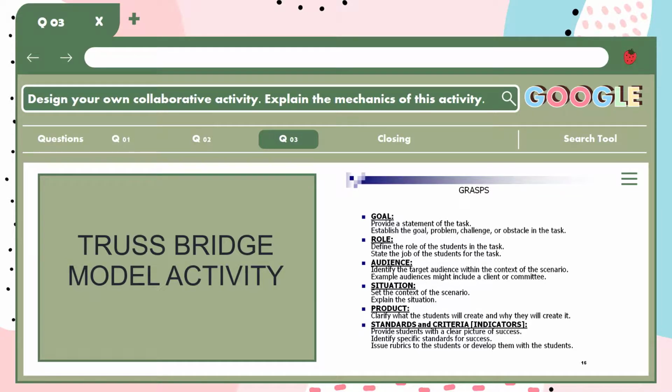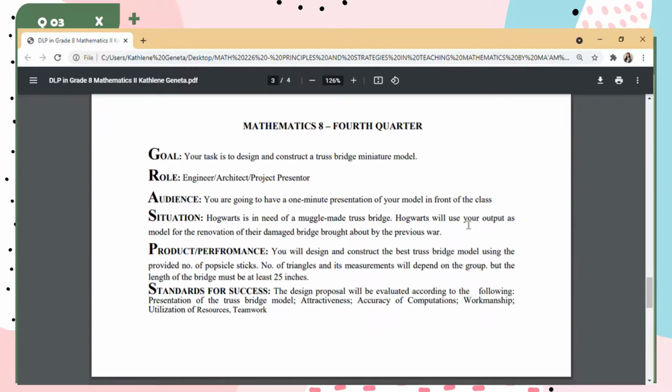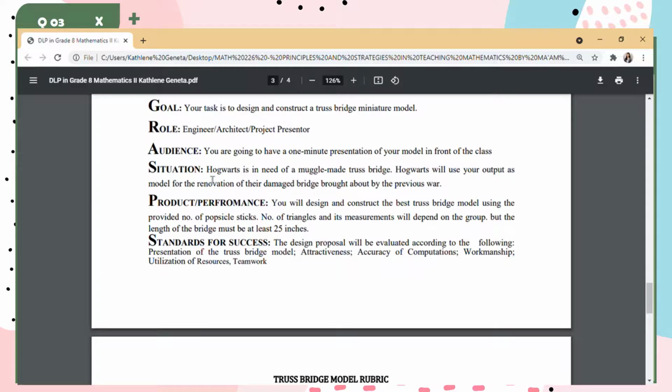This collaborative activity is structured in GRASPS model. So this is for grade 8 4th quarter. The goal is your task is to design and construct a truss bridge miniature model. The role of my students here will be as engineer, architect, and a project presenter. You are going to have a 1-minute presentation of your model in front of the class.